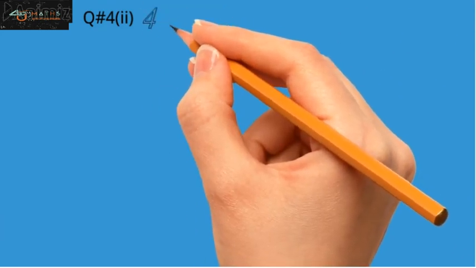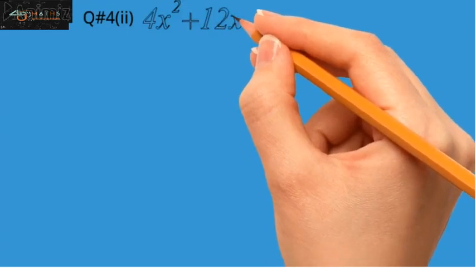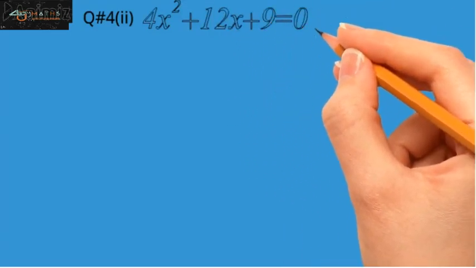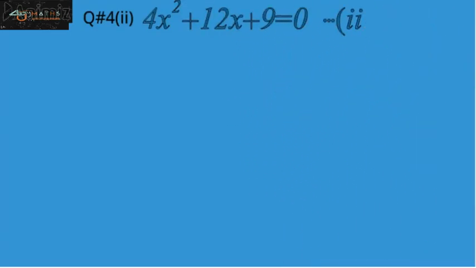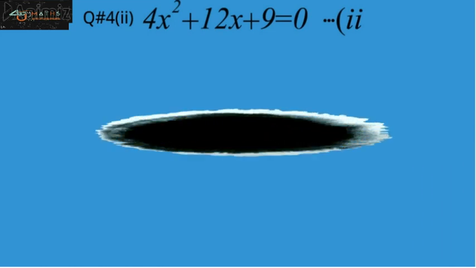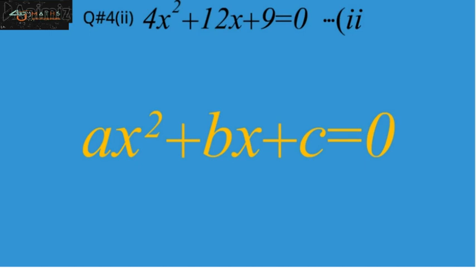Now coming to the second part of this question, that is 4x squared plus 12x plus 9 is equal to 0. Say this is our equation 2. On comparing with the standard form of the quadratic equation, we obtain that a is equal to 4, b is equal to 12, and c is equal to 9.